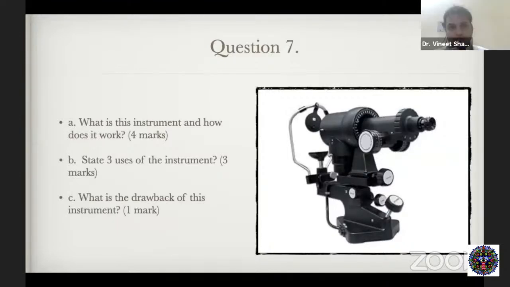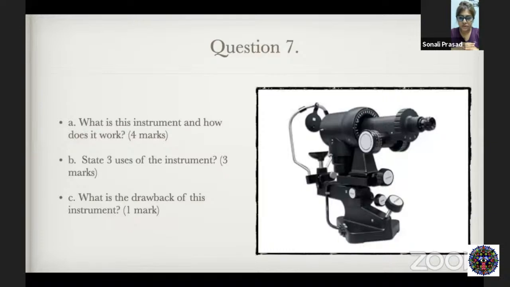Yes, Bausch and Lomb keratometer, sir? There's no need to mention the company. Even if you say keratometer, that should be fair enough. But yeah, you can mention Bausch and Lomb. That's absolutely fine. How does this work?